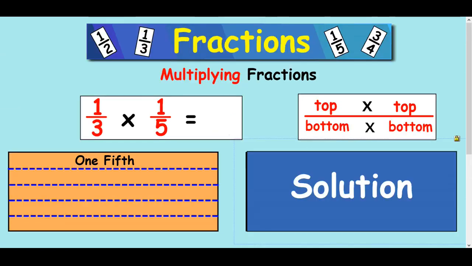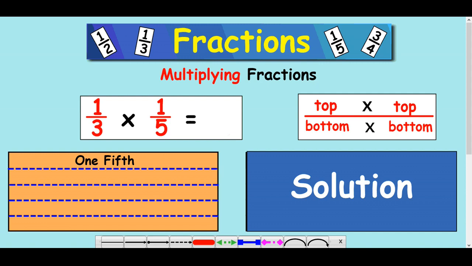Right, let's look at a few more picture ideas of this. Here, I've got a beigey rectangle again. I've split it into fifths. Fifths are equal size parts, 5 of them, 1, 2, 3, 4, 5. And the question is, what's a third of a fifth, or a third times a fifth?